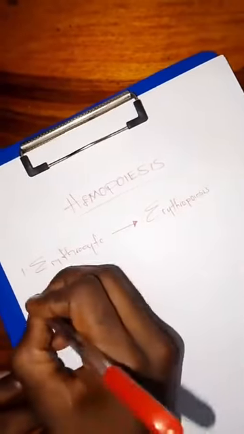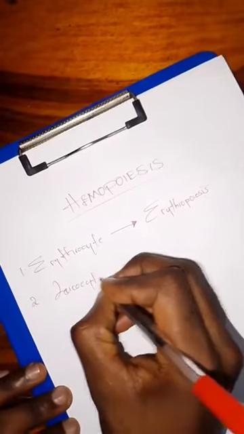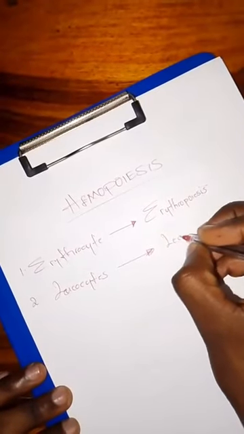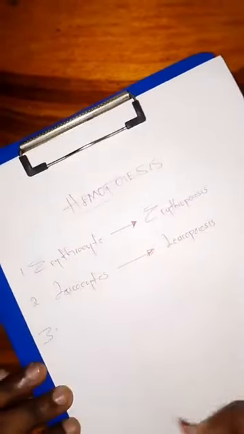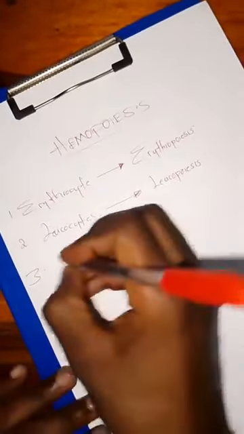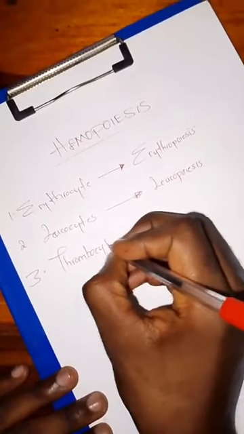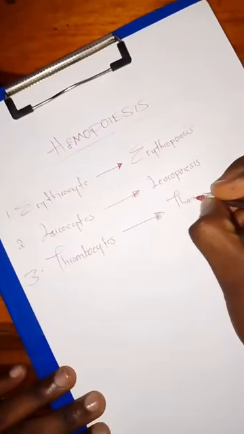Then when you're talking about white blood cells, also referred to as leukocytes, their process is known as leukopoiesis. Then finally, when you're referring to platelets, also known as thrombocytes, their process is known as thrombopoiesis.